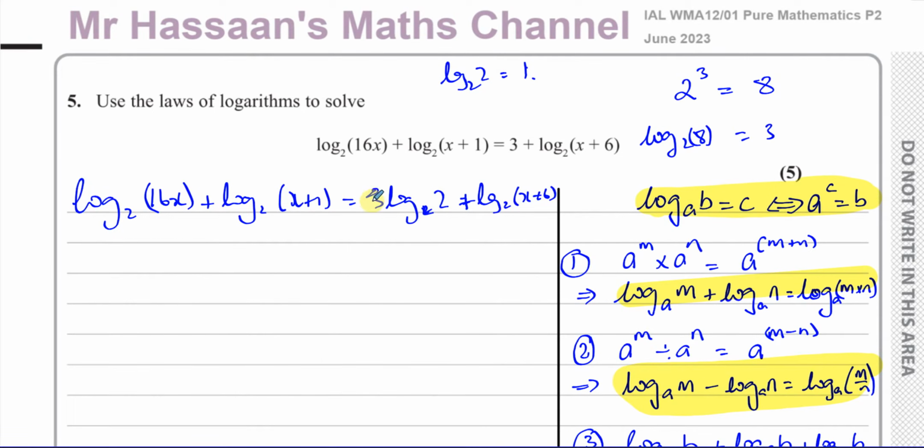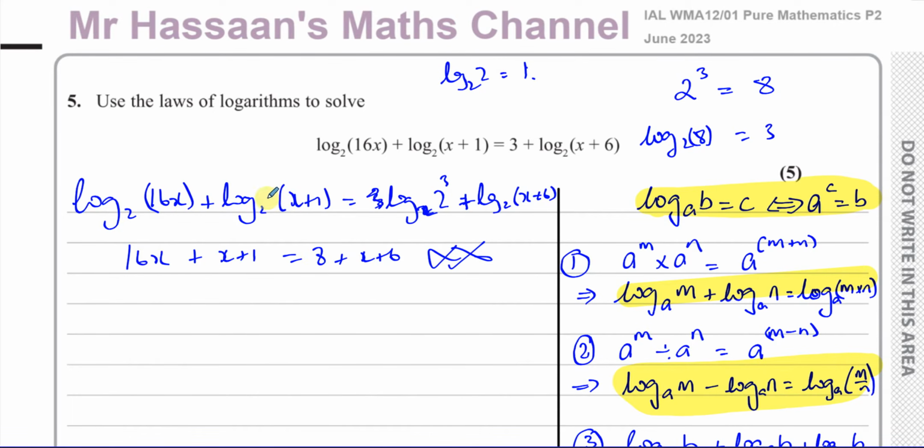Or they'll say, first, let's use the power law, make this 2 cubed. That's going to be 8. So let's get rid of the logs: 16x plus x plus 1 equals 8 plus x plus 6. And that's completely wrong. You can't do that. You can't just get rid of the logs like that.